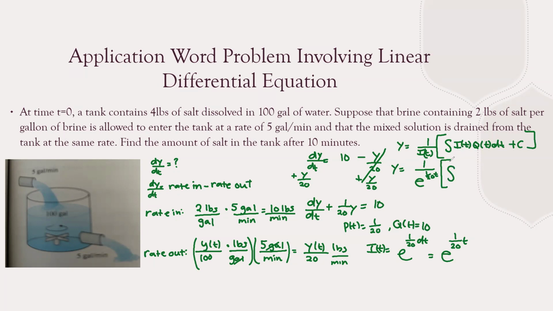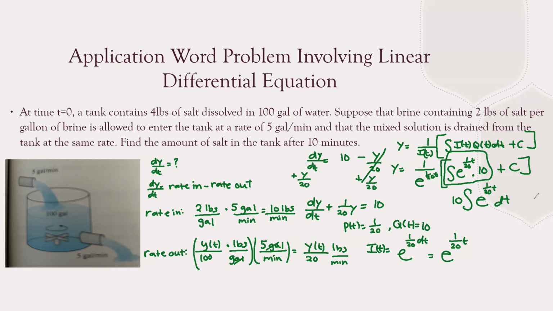It is e to the 1 over 20t times q of t, which is 10, plus c. So how do we take the integration of this part right here? If you want, you can rewrite it as the integration of e to the 1 over 20t, and then this 10 is a constant, so you could just take that out, and dt.